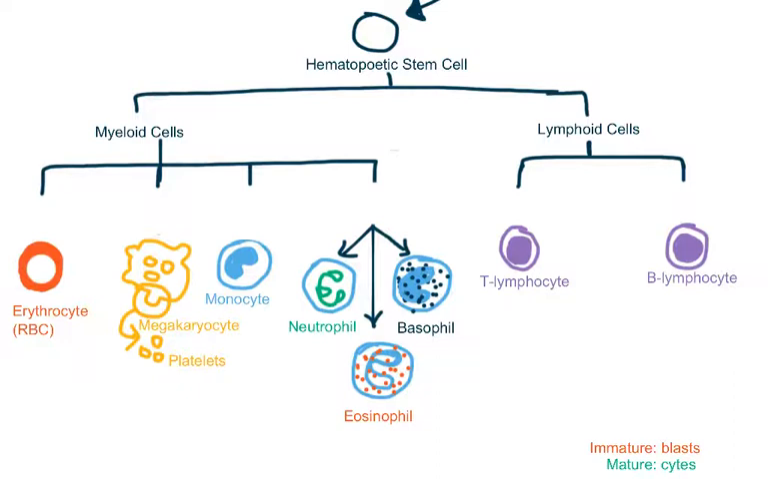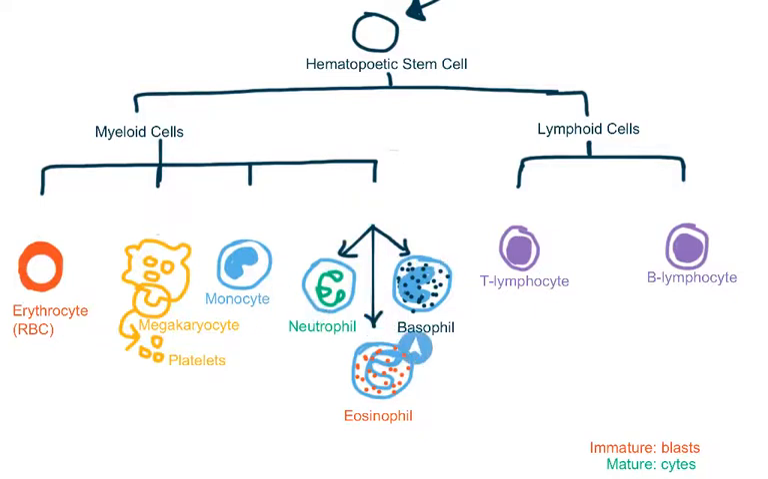The rest of the myeloid cells are different types of white blood cells. For example, first is the monocyte, and it has a nucleus that has the shape of a kidney. Mono actually refers to the fact that this cell has a nucleus which is in one piece. The second cell is a neutrophil, which has a multi-segmented nucleus.